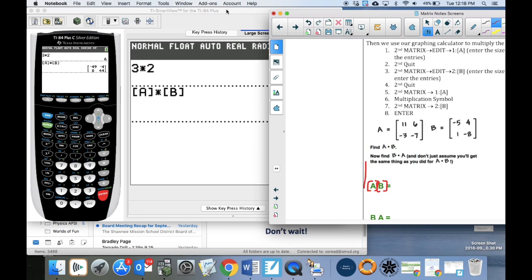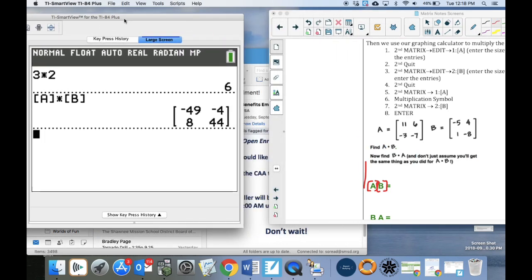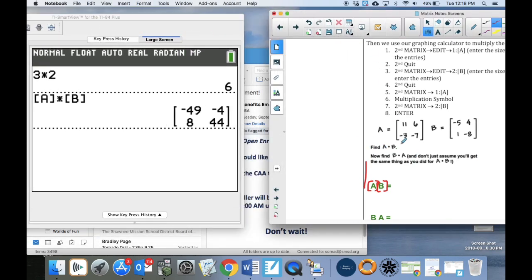So we can come over to our paper and we can write this on our paper. Our answer is -49, -4, 8, 44. I think we all agree that was way easier than trying to do it by hand.